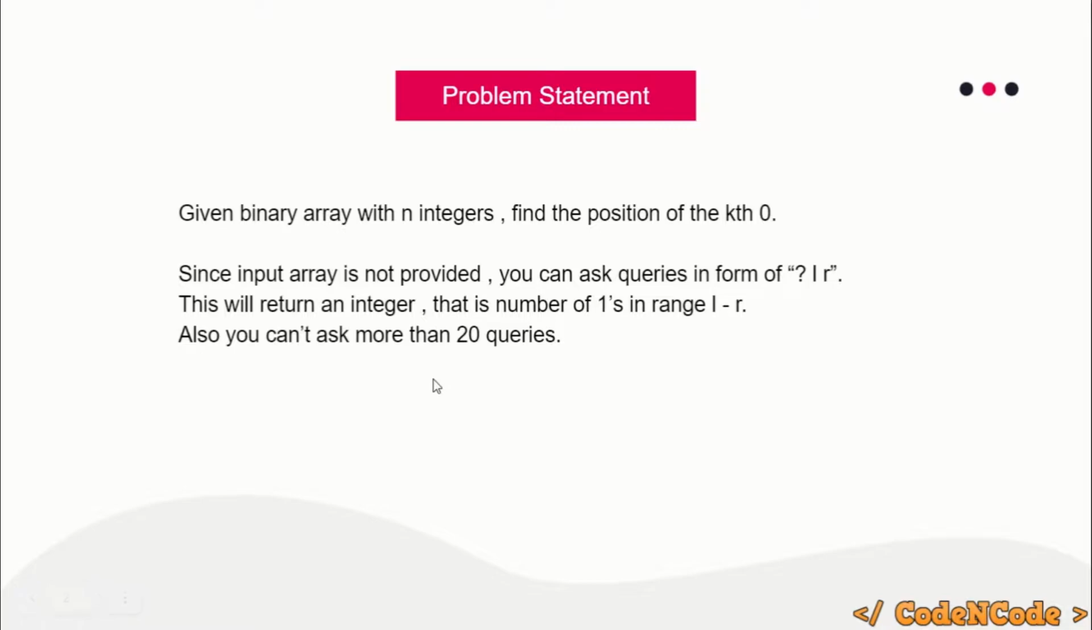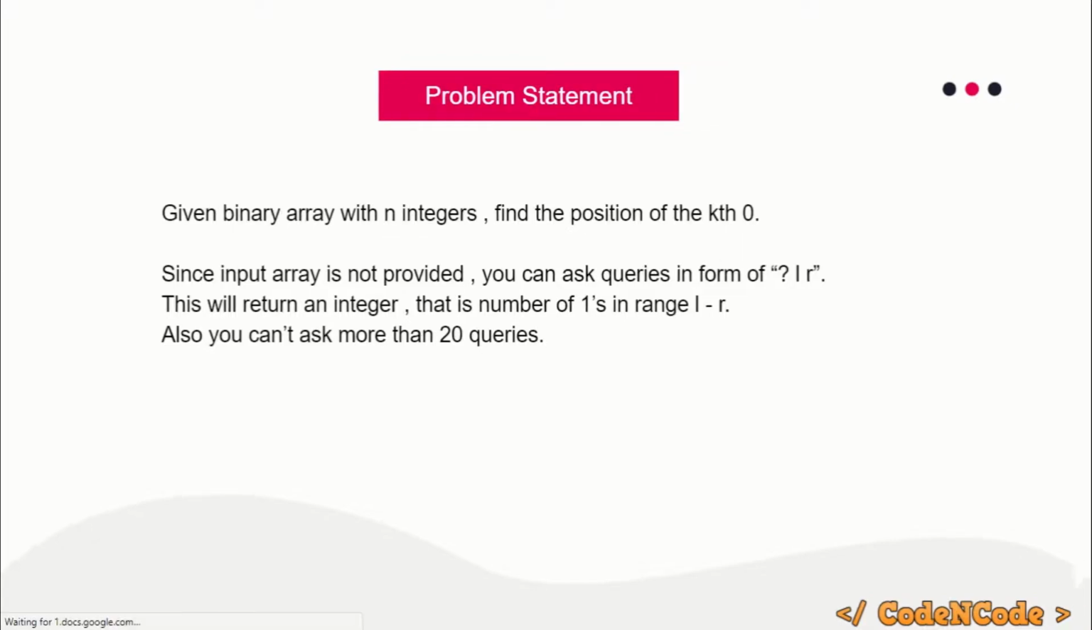You can ask no more than 20 queries and you have to answer the position of the kth 0. n can be, I guess, up to 2 times 10 to the power 5. Correct me if I'm wrong, but it is around that number. Okay, so this is the problem statement. So the question is how we'll solve this problem.